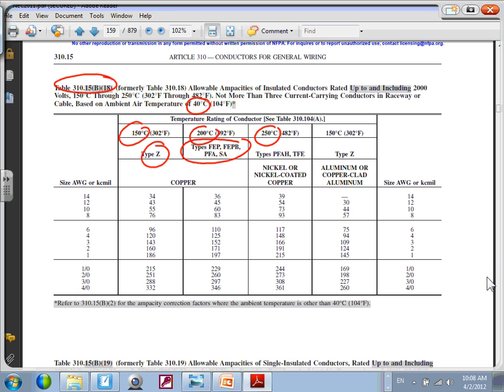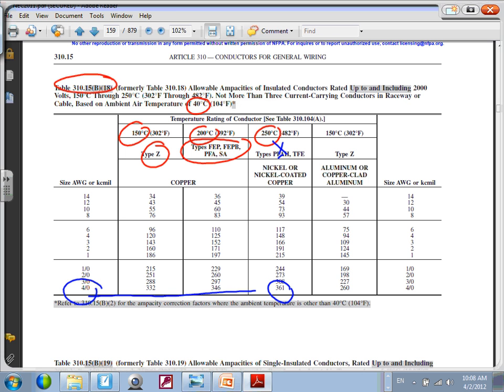Okay, so let's just say, where would you use this table? You use this table inside a furnace room. Inside a furnace room. That's the application for this table. So let's take 4-aught. If the insulation is this, I'm going to go all the way to 361.